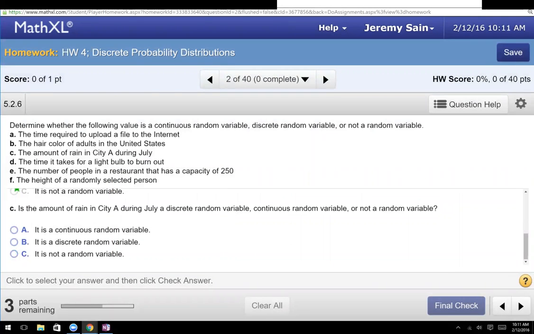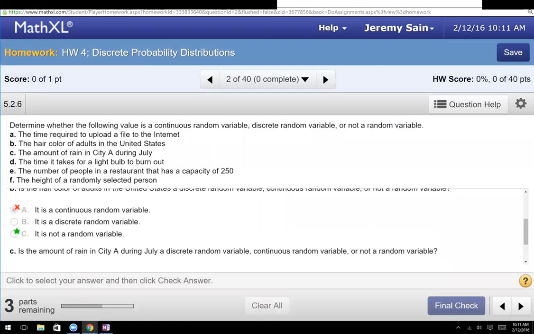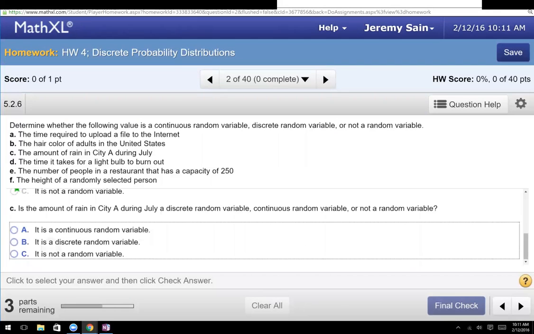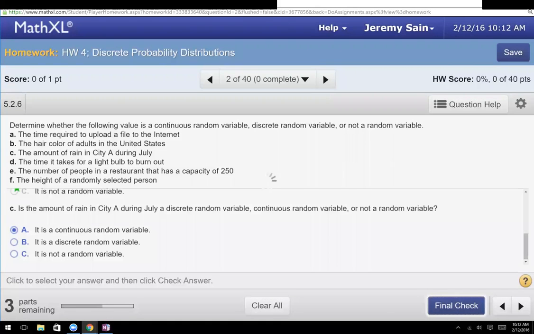That's a good point. So for purposes of this class, random variables are all supposed to be numbers. All right, the amount of rain in city A during July is discrete, continuous, or not a random variable. So amount of rain, again, you can extend that out as many decimal points as you want to. So, okay, I'm going to quit answering them. I'm going to let you answer the rest of them.